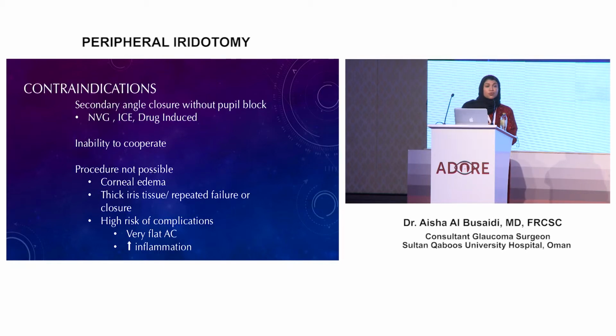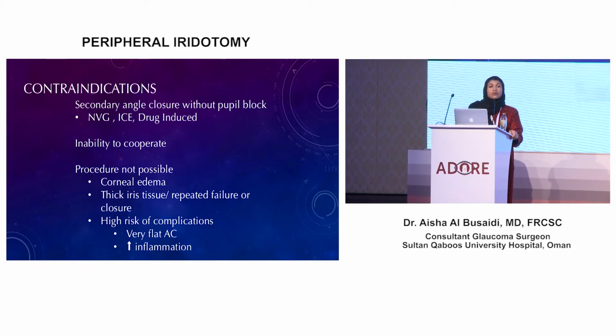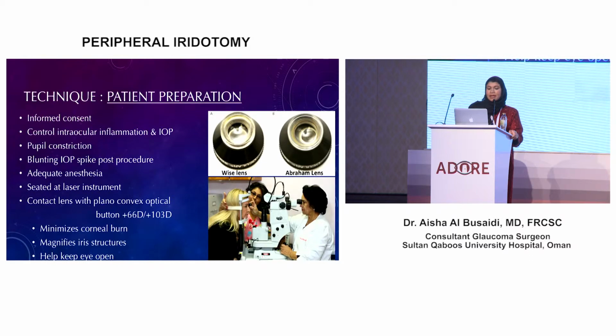You will not perform a peripheral iridotomy in cases of secondary angle closure without pupil block, and in anyone who is unable to cooperate or where the procedure is not possible because of visualization issues or risk of complications. So the technique, like any other procedure, you would take an informed consent after explaining the risks, benefits, and alternatives of the procedure.